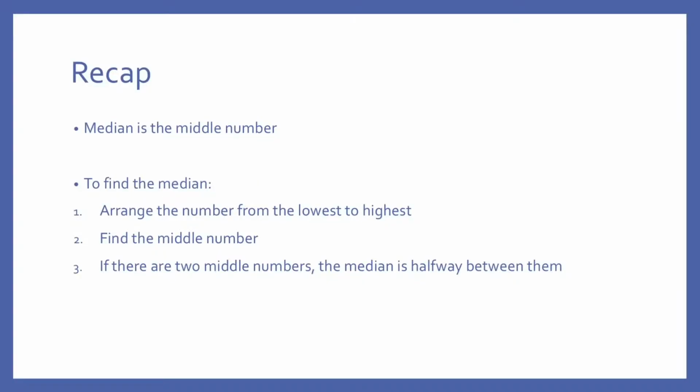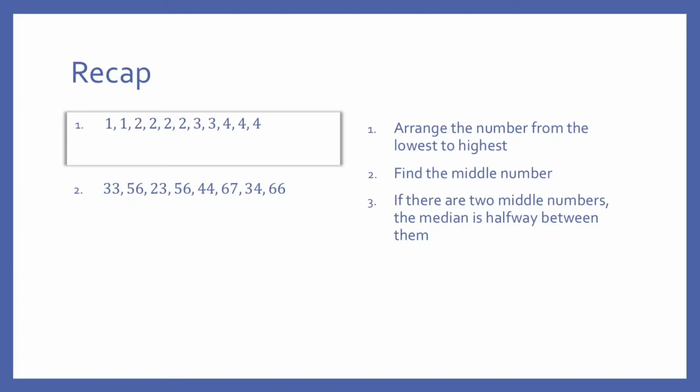So we should know that median is the middle number. All we need to do is arrange the number set from the lowest to the highest, find the middle number, and if there's two middle numbers, then we just find halfway between them. For example, the first one, it's already arranged from lowest to highest, so we're going to find the middle number. What I like to do is just cross them off as I go. Choose the middle number.